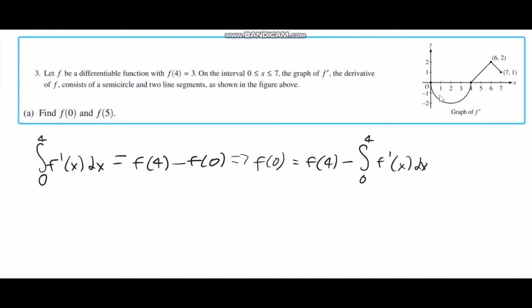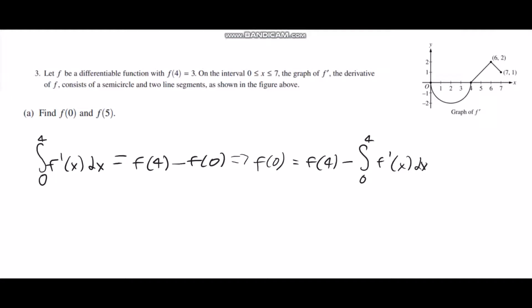So we're looking for the integral from 0 to 4. Let me pull out some colors here. Let's use red. Why not? So the integral from 0 to 4 means we want the area under the curve. So in other words, we want this area right here, the area of this little semicircle. We know it's a semicircle because they told us that in the problem.